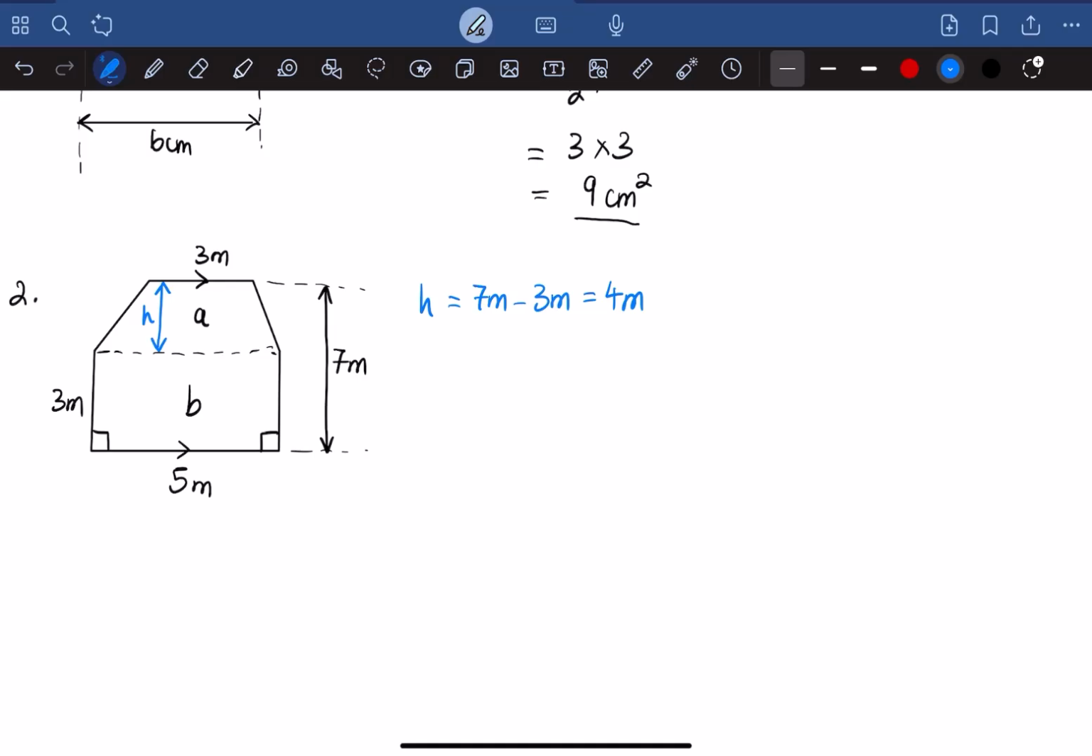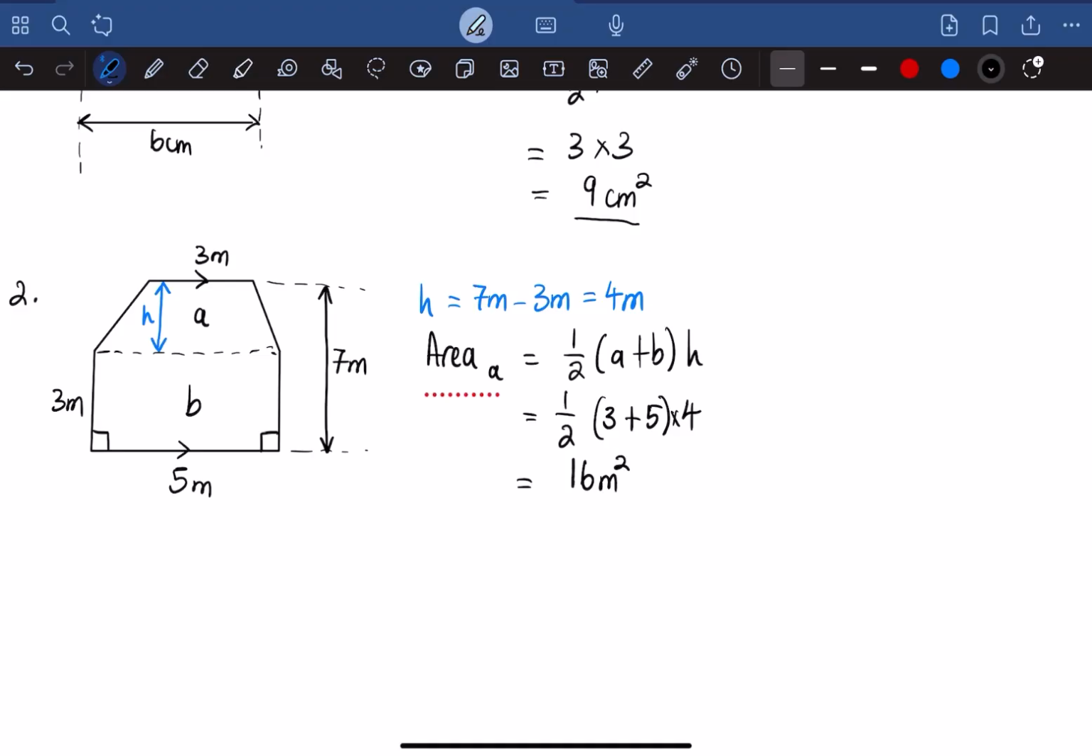Now, moving on to finding the area of shape A, which is a trapezium. I'm going to say half (A plus B) multiplied by the height, which gives me half, my A is 3 plus my B is 5, multiplied by H, which is what we just got as 4. Now, half times 4 is 2, and 3 plus 5 is 8. So 2 times 8 gives me 16 square meters.